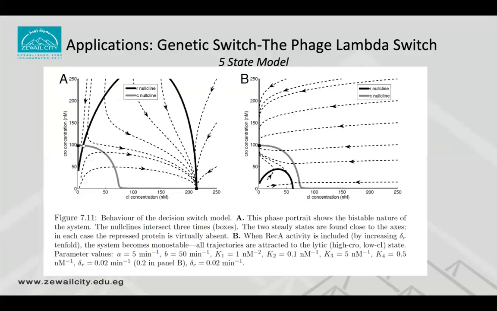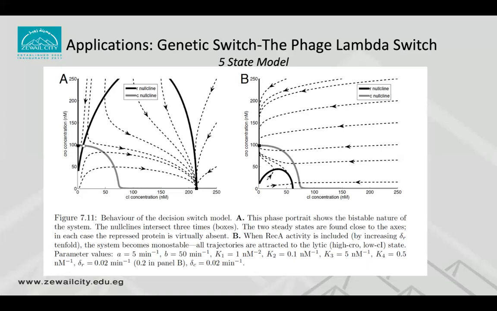And here's the behavior that we see. We have the two nullclines, one solid and the other gray. We have three intersection points here, here, and here. So we have bistability. We have one in which we have all CI, and one in which we have Cro, and then we have this unstable one.